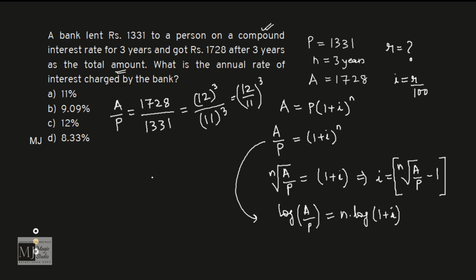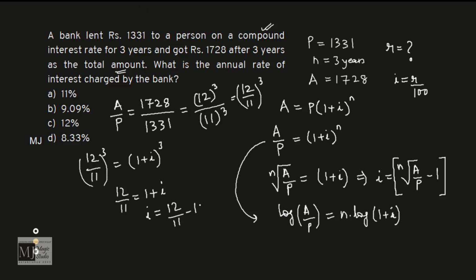Now life is becoming a bit easier for us in this case, isn't it? So 12 by 11 whole cube is equal to 1 plus I whole cube, because money is invested for 3 years. Now we have 12 by 11 equals 1 plus I, so I equals 12 by 11 minus 1, that is 1 by 11. So R is 100 by 11, that is 1 by 11, we know how much in percentage, 9.09%. Option B fits in this case.